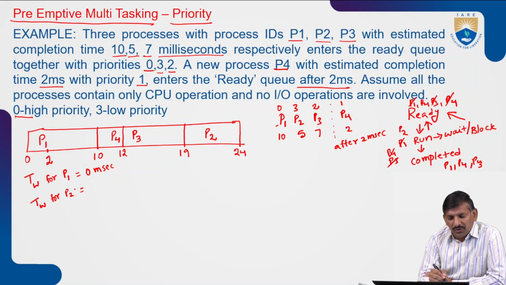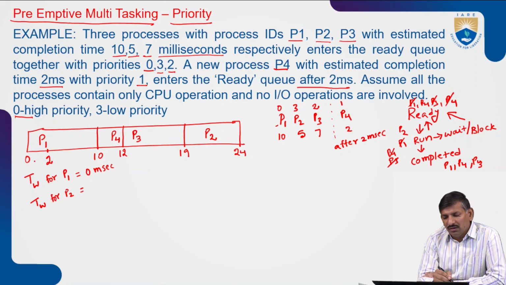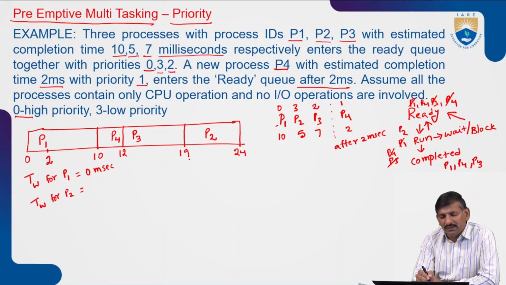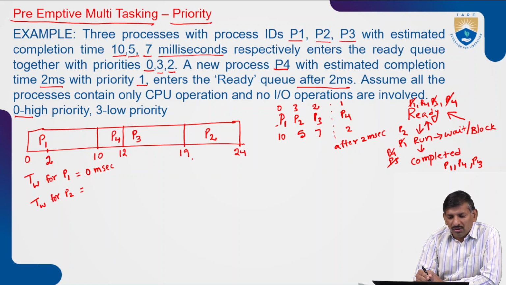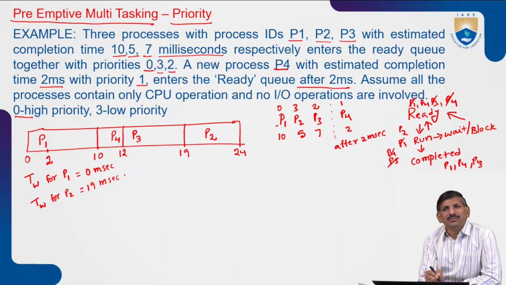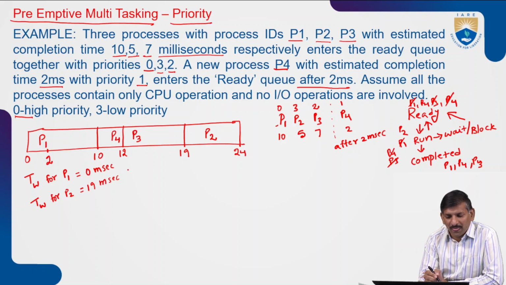Waiting time for P2. P2 enters into the ready state at the time of 0 and it is scheduled for execution at the 19th millisecond. So how much time is it waiting in the ready state? 19 milliseconds. Okay. Next.